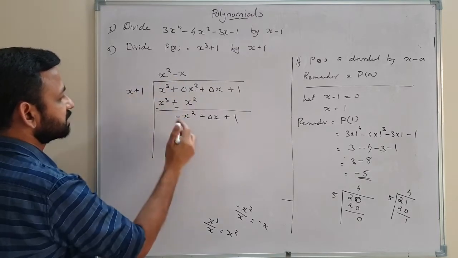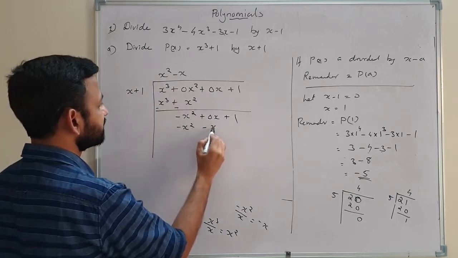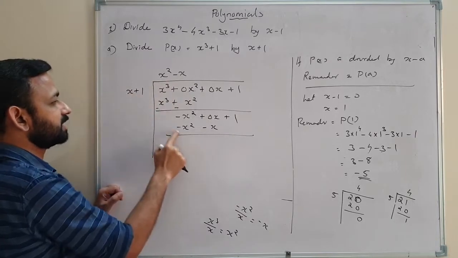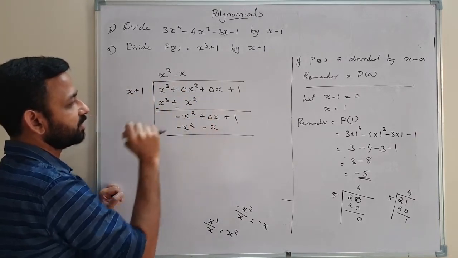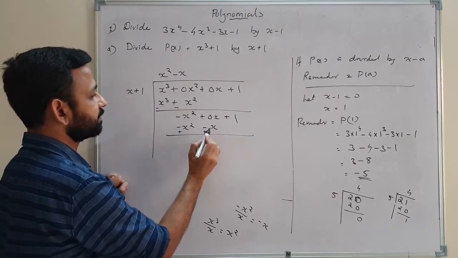Minus x into x, minus x square. Minus x into plus 1, that is minus x. Below x term, minus x into x, minus x square. Below x square term, minus x into plus 1, that is minus x below x term. Now we can keep opposite sign, plus minus, plus.